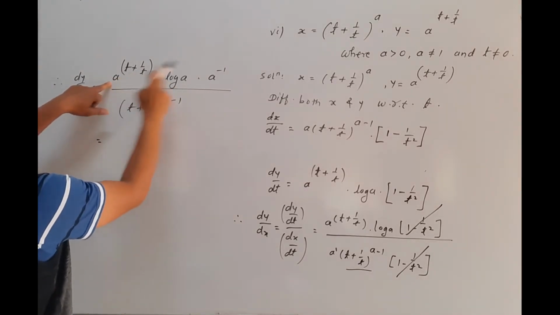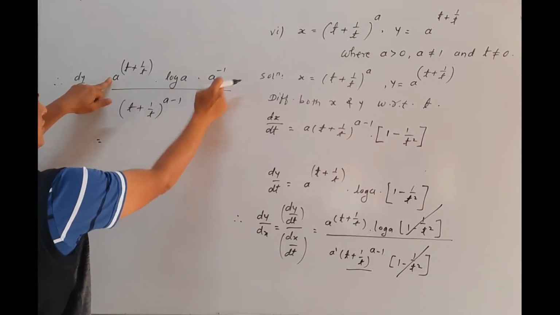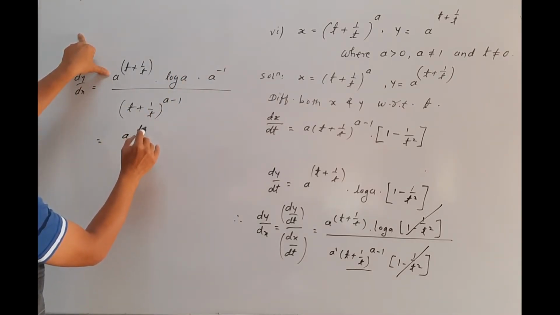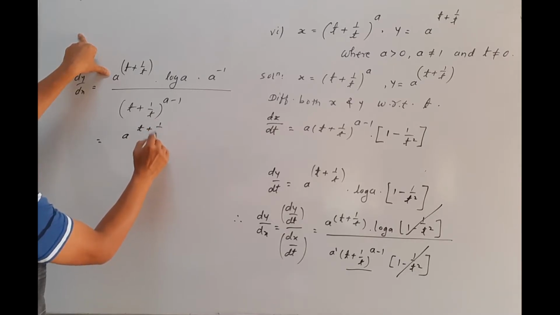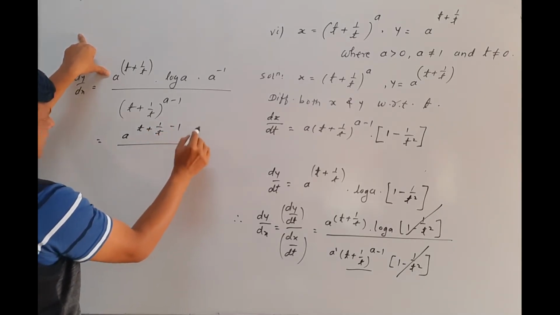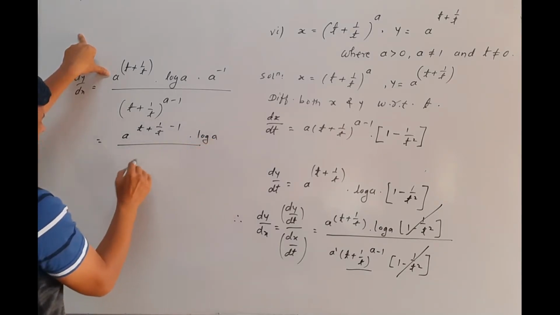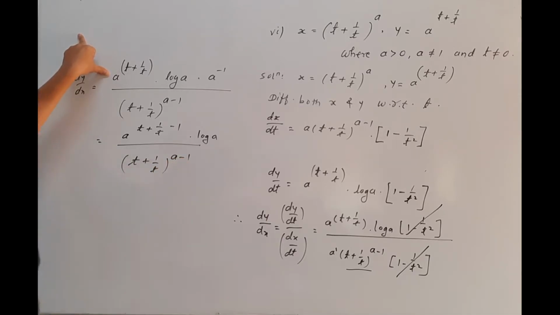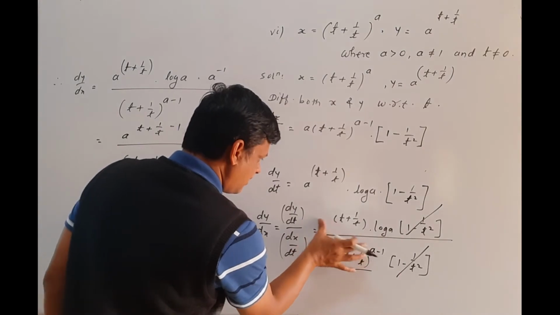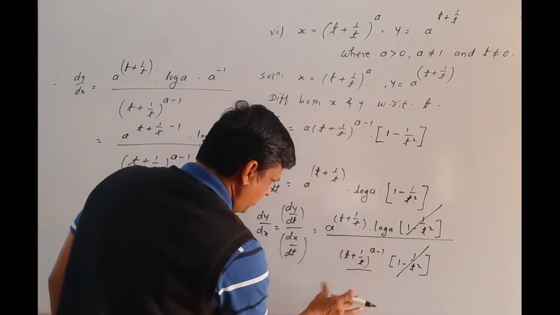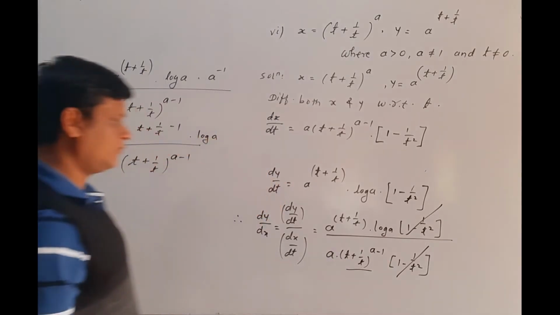So for first and last term base is same. So we write here a raised to the power t plus 1 by t minus 1 upon, and this log a as it is, upon t plus 1 by t bracket raised to the power a minus 1. So write this term in proper way.